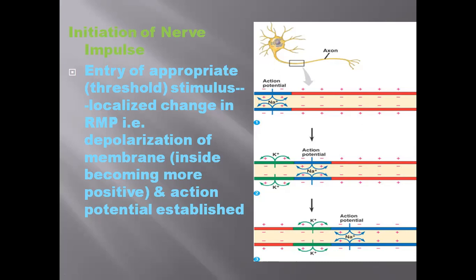The neuron can conduct up to 250 impulses per second. And neurons that are myelinated conduct impulses at a very, very high speed as compared to neurons that are non-myelinated.